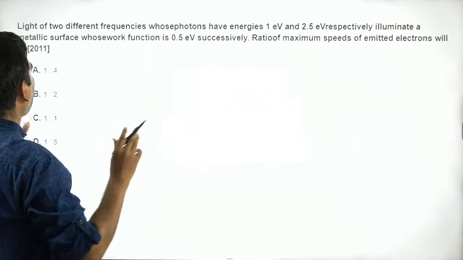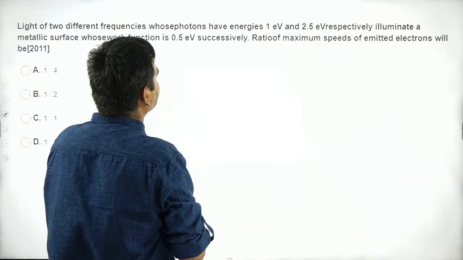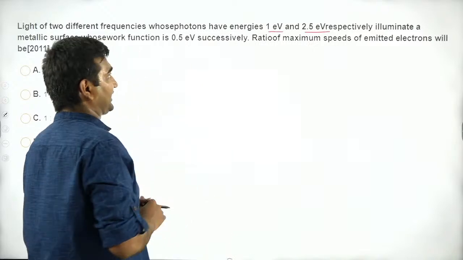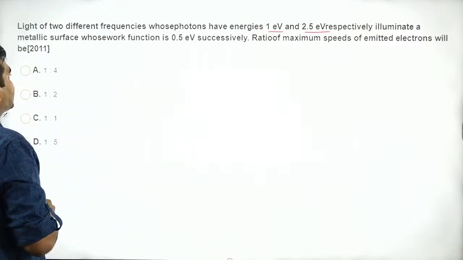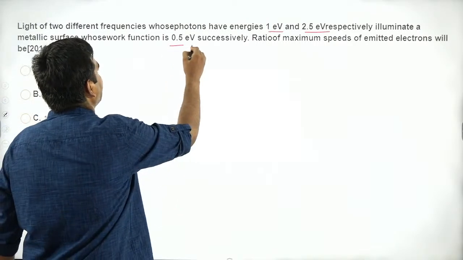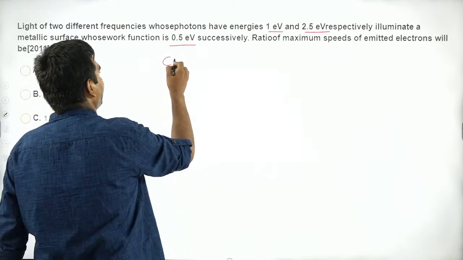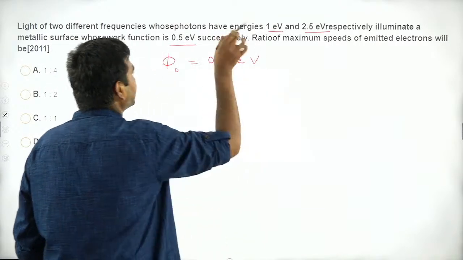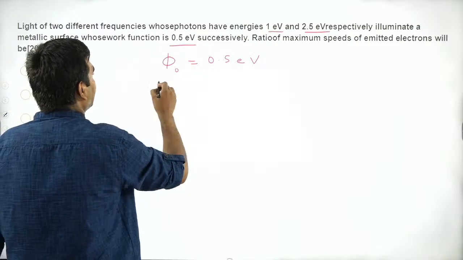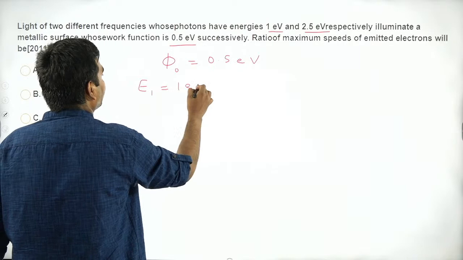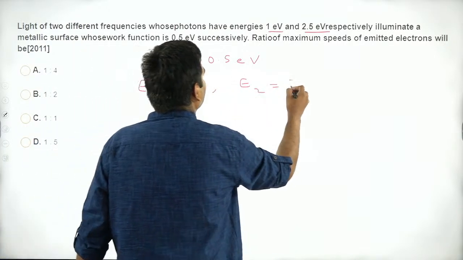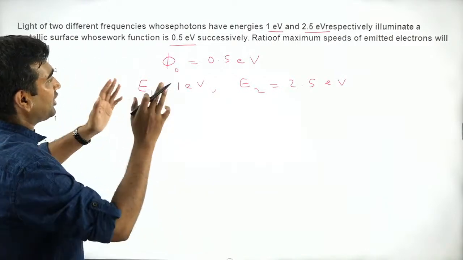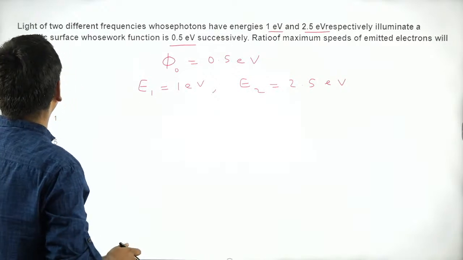The next question, light of 2 different frequencies whose photons have energy 1 electron volt and 2.5 electron volt respectively illuminate metallic surface whose work function is this much. So this time again we have been given phi naught value, that is 0.5 electron volt. This will be common to both the equations again. First energy they are giving as 1 electron volt, and second incident energy they are giving as 2.5 electron volt. Okay, illuminate the metallic surface. So the ratio of maximum speeds of emitted electrons will be what?